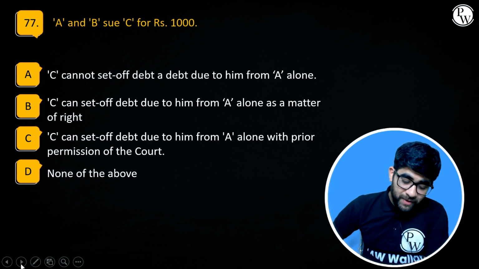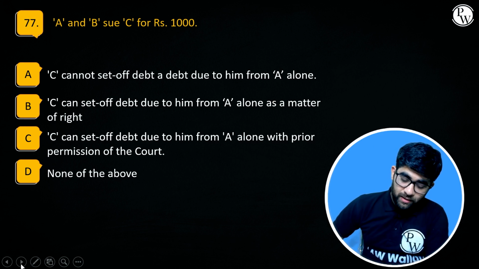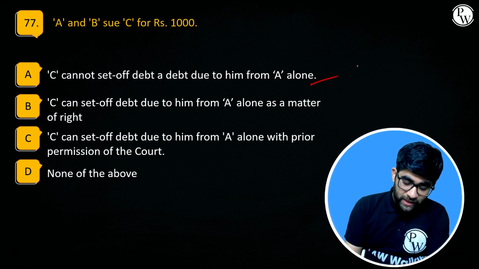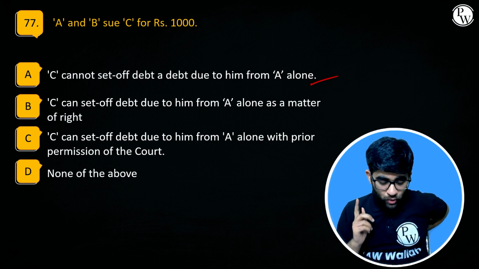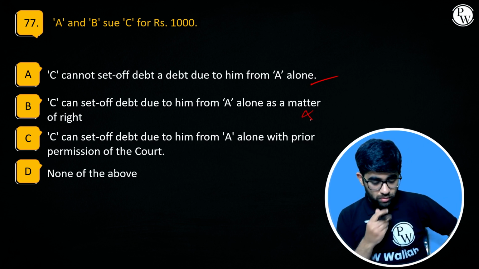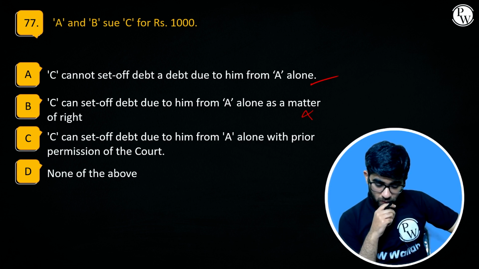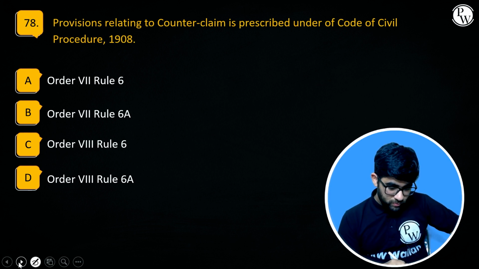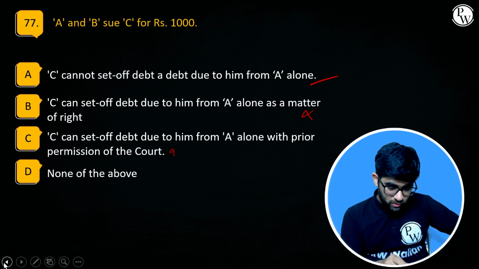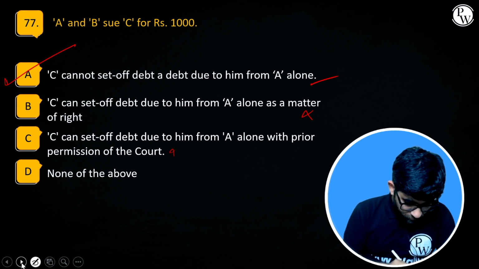Next, A and B sue C for rupees 1000. C cannot set off a debt due to him from A alone. Correct. C can set off debt due to him from A alone as a matter of right? No. C can set off debt due to him from A alone with prior permission of the court? No. Okay. The answer is A only. 77th is A only. 78th now.